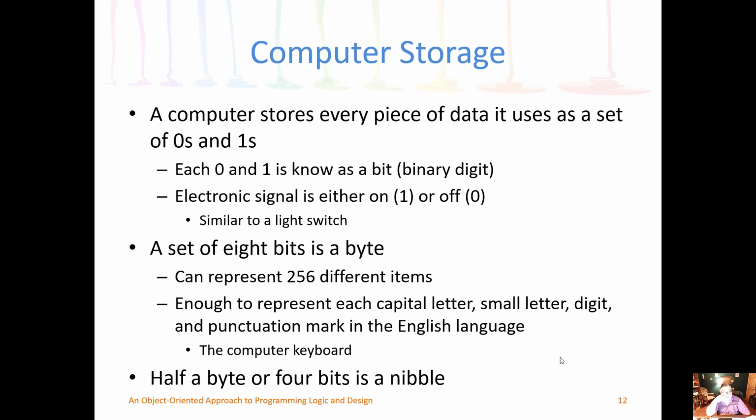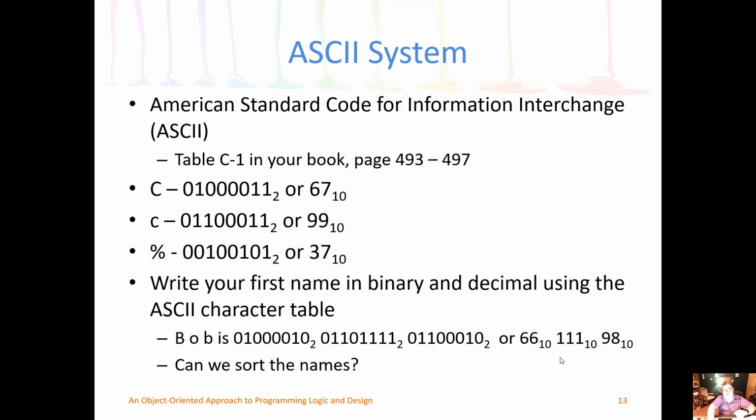And just for fun, half a byte or 4 bits is a nibble, and that's the truth. Everybody thinks I'm kidding when I say that, but half a byte or 4 bits is a nibble. So a byte can represent everything on the keyboard, but how do we do that?